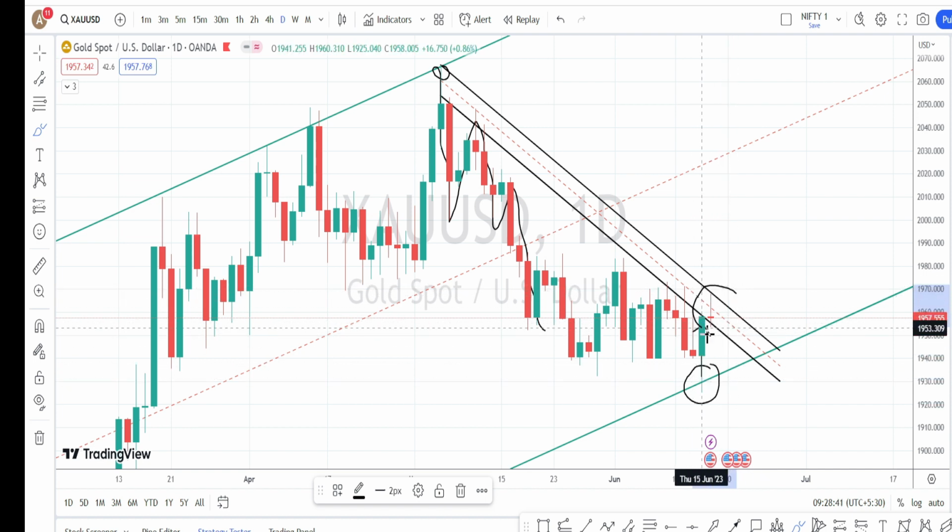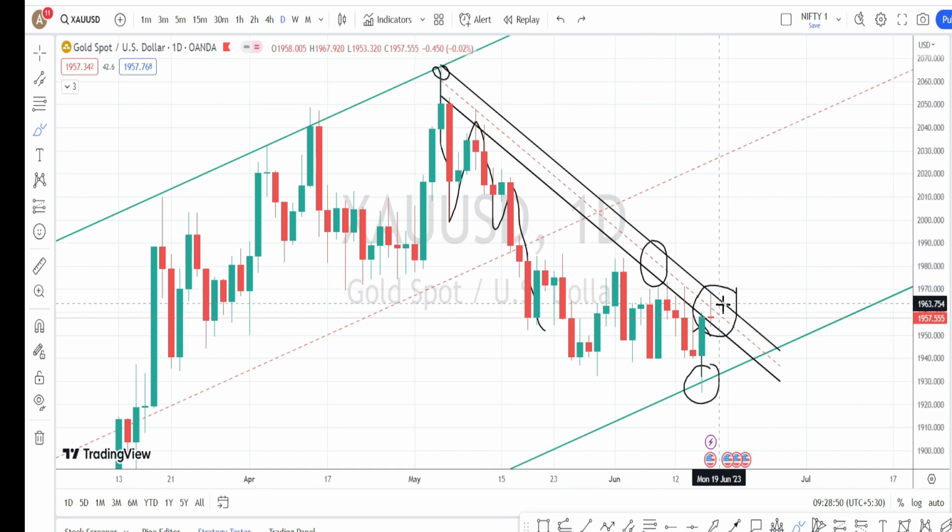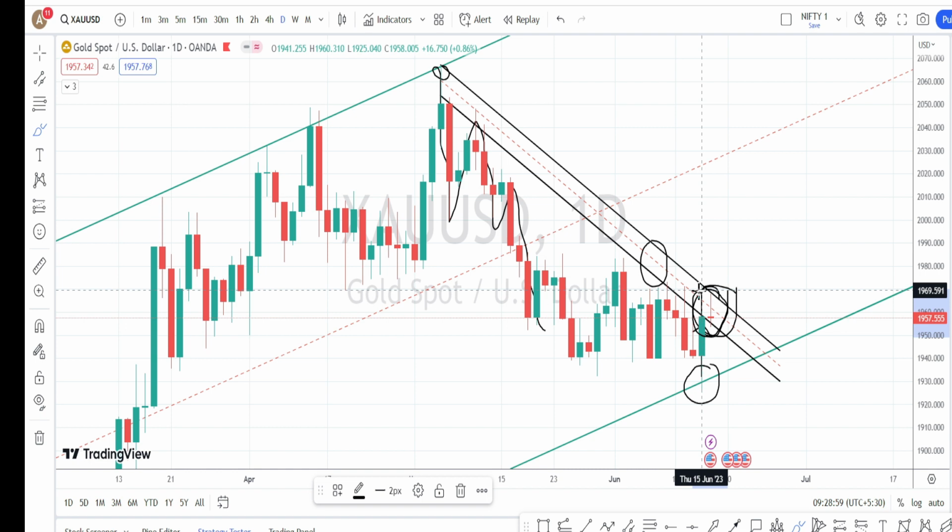Again, inside this resistance zone, we can notice an indecision candle being formed, which means that the sellers are very strong at this area over here. We have to wait for the next candle to be formed in order to decide on the direction of the future momentum.